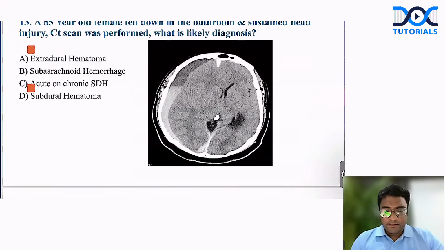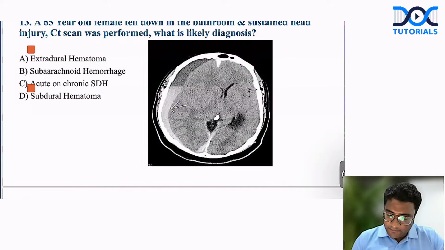Okay. 13th. A 65-year-old female fell down in the bathroom and sustained head injury. CT scan is performed. What is the likely diagnosis? What did you mark for this? This is easy. You are seeing this white area. This is acute bleed. Acute bleeds are hyperdense. Hyper means white.